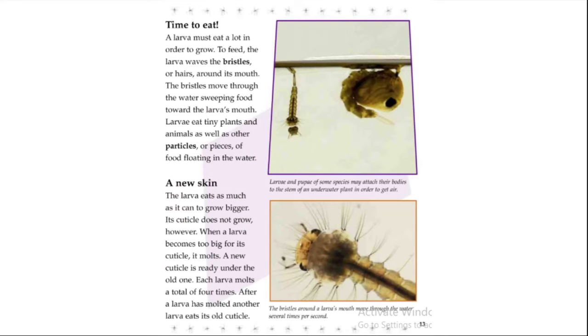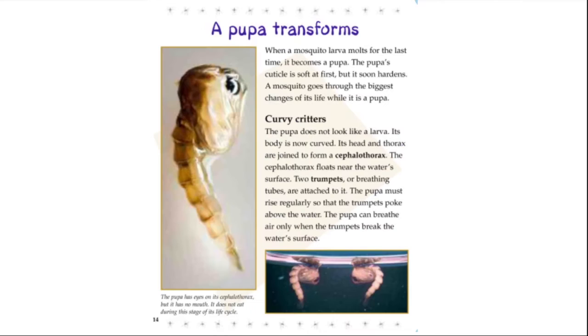A new skin. The larva eats as much as it can to grow bigger. Its cuticle does not grow, however. When a larva becomes too big for its cuticle, it molts. A new cuticle is ready under the old one. Each larva molts a total of 4 times. After a larva has molted, another larva eats its old cuticle.